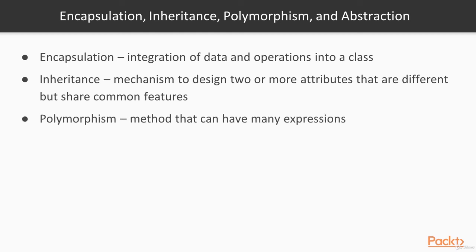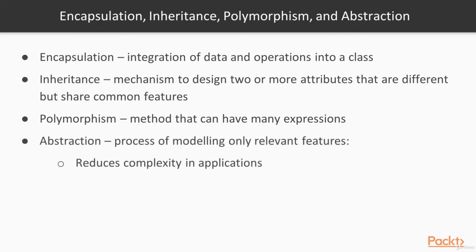So, polymorphism. Polymorphism indicates the meaning of many forms. Polymorphism presents a method that can have many definitions. Polymorphism is related to overloading and overriding. Overriding indicates the subclass and the parent class have the same methods, parameters, and return type.